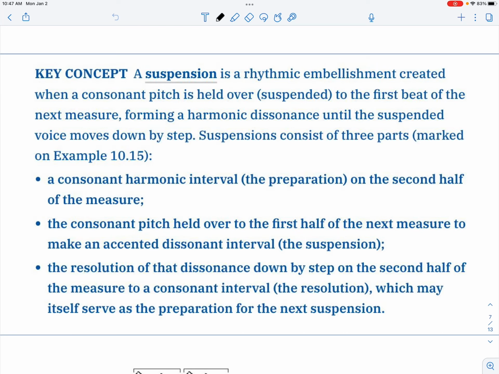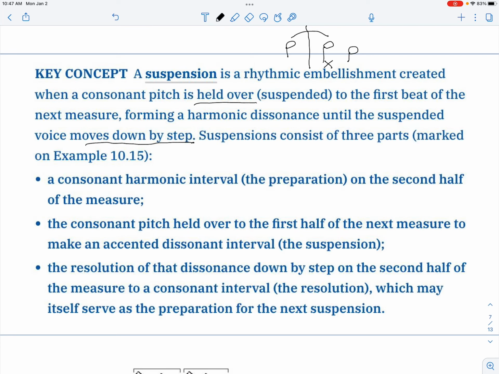A suspension is a rhythmic embellishment created when a consonant pitch is held over. Sometimes you'll see a tie, so it's held over the bar line to the first beat of the next measure, forming a harmonic dissonance. This becomes a dissonance with the left hand or the lower part until the suspended voice moves down by step. That's the definition of suspension. Then you go down when you resolve back to a consonance.